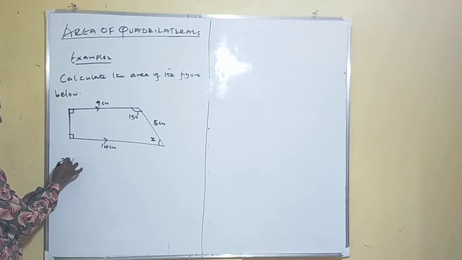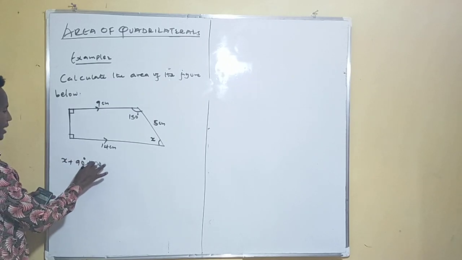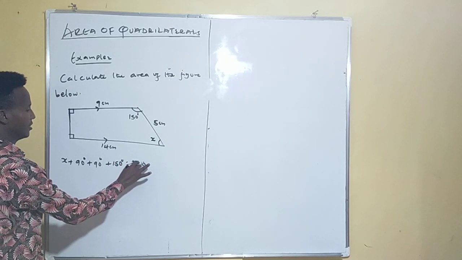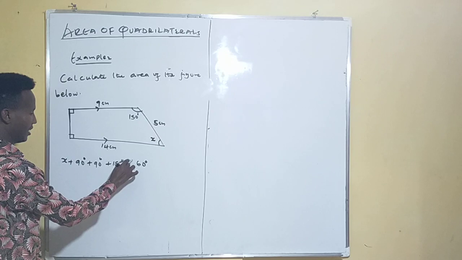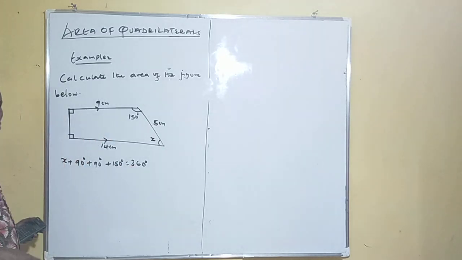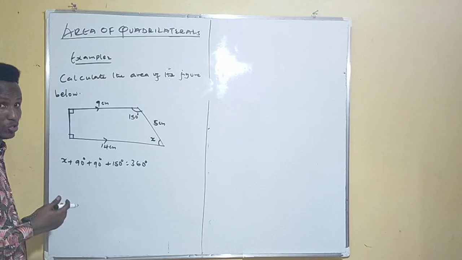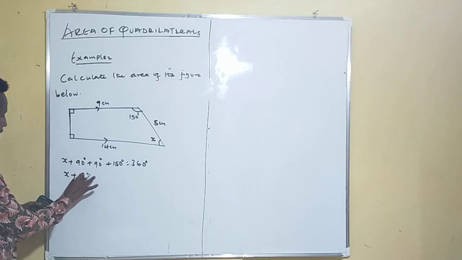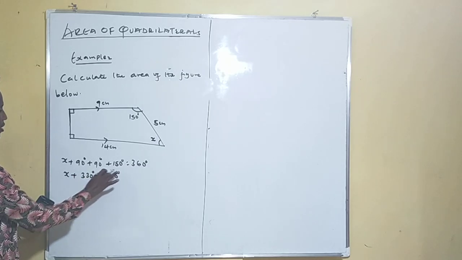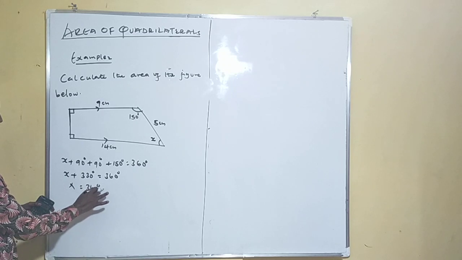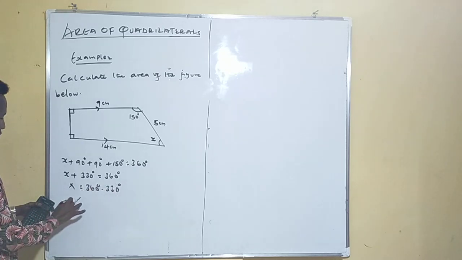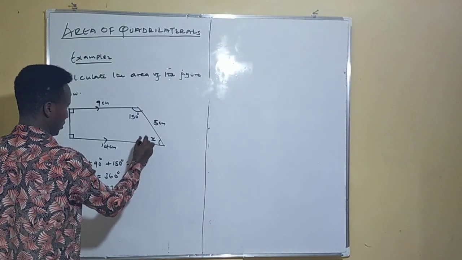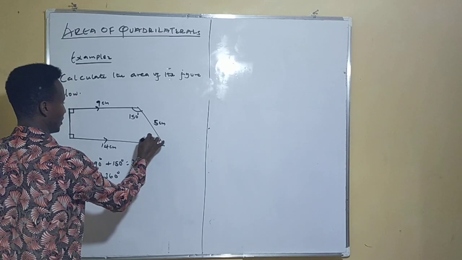Let's say x plus 90 degree plus another 90 degree, which is this one, plus 150 degree is equal to 360 degree. Just understand that, because the summation of the interior angles of a quadrilateral gives us 360. So it will be x plus 180 plus 150, 330 degree is equal to 360 degree. So x is equal to 360 degree minus 330 degree. So this angle x is 30 degree. So we can name this angle as 30 degree.